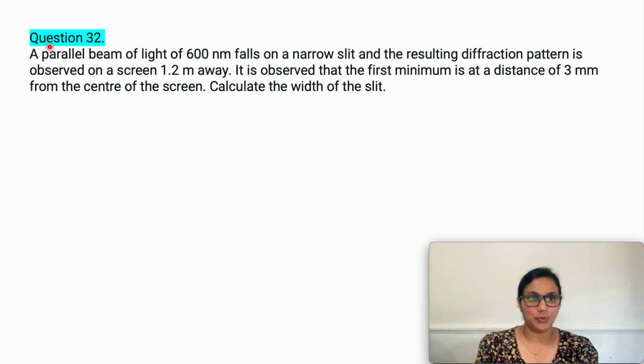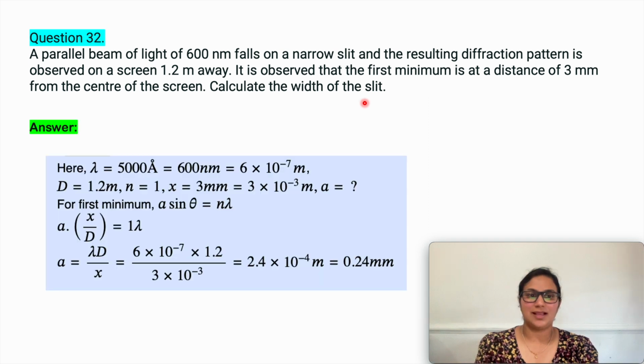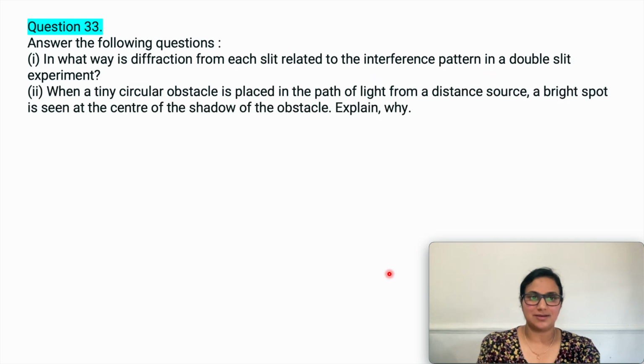Question number 32. A parallel beam of light of 600 nanometer falls on a narrow slit and the resulting diffraction pattern is observed on a screen 1.2 meter away. It is observed that the first minimum is at a distance of 3 millimeter from the center of the screen. Calculate the width of the slit. Here the answer is, again using the formula nλ = a sin θ, you get a = 0.24 millimeter.